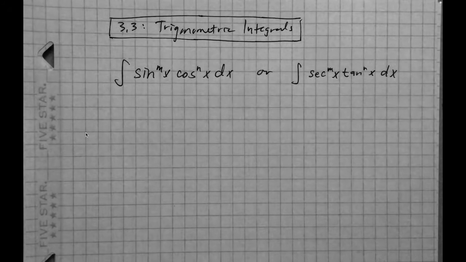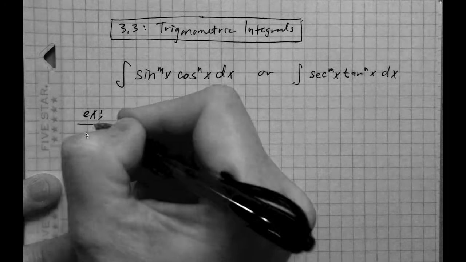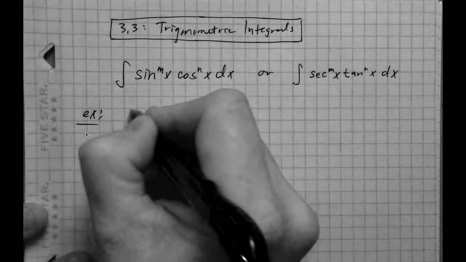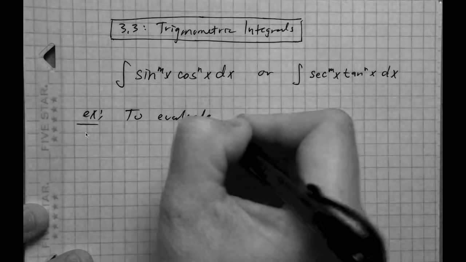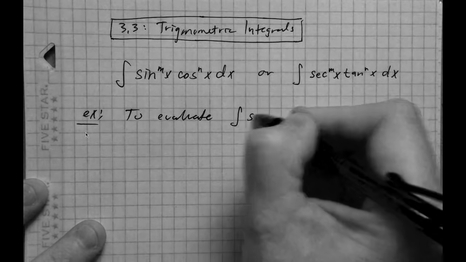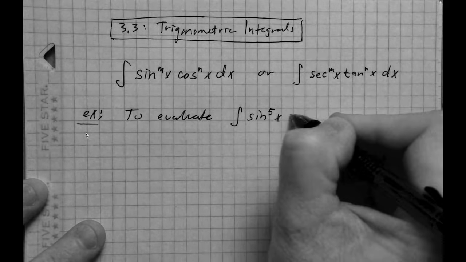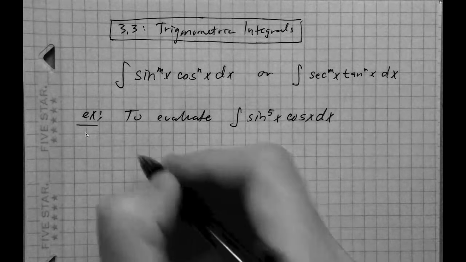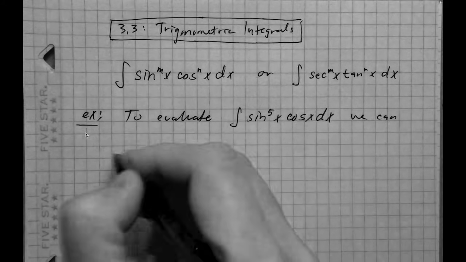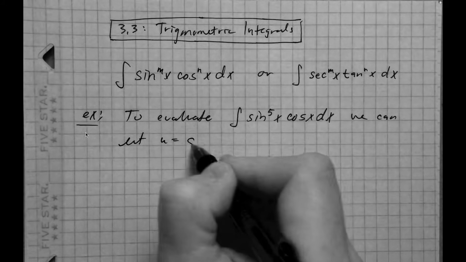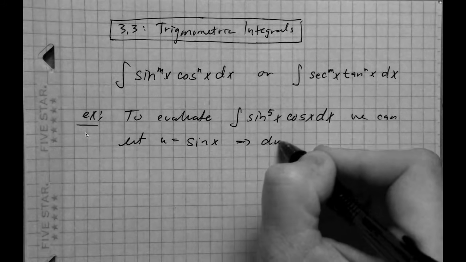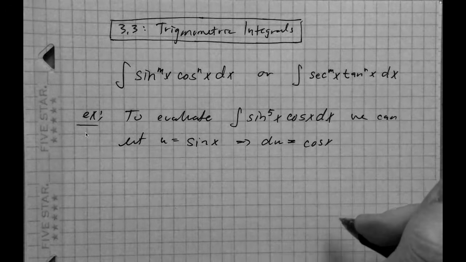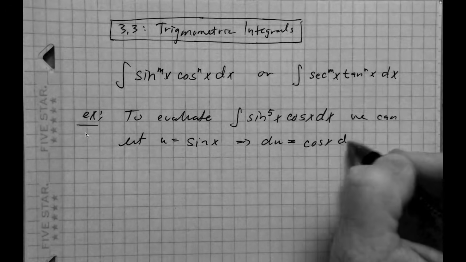So let's take a motivating example, and then we'll get into the nuts and bolts of this. To evaluate something like the integral of sine to the fifth power x cosine of x dx, we can use a u substitution, right? We can let u equal the sine of x, then du is equal to cosine of x dx, right?